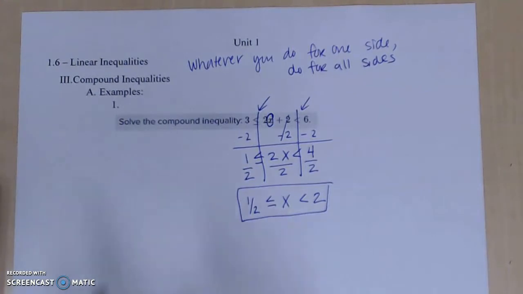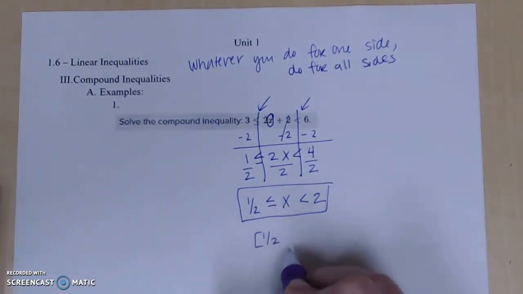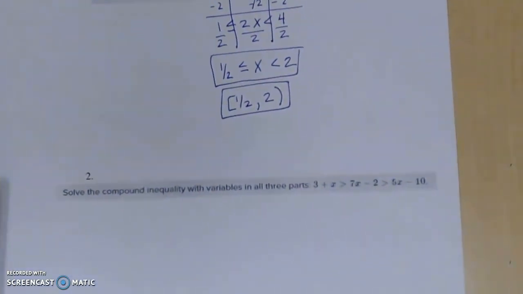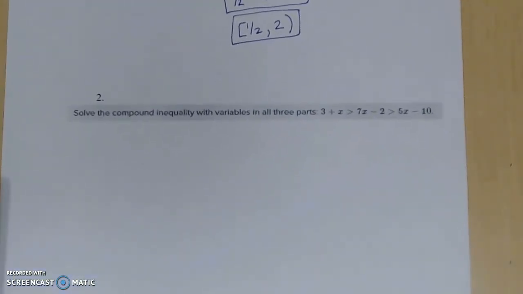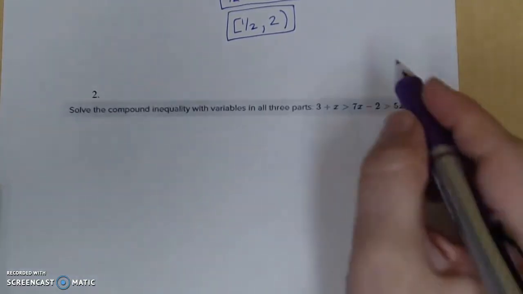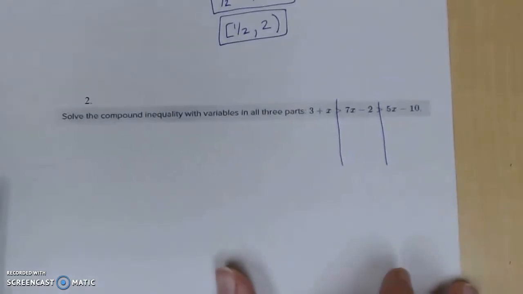And in interval notation, this would be 1/2, it's equal to, so I'll use a square bracket, comma, all the way up to 2, but not including 2. And this would be the interval notation that goes with that question. Now in the next one, it says solve it, and with variables in all three parts. So again, whatever we do to one side, we have to do to all three. So our goal is to get x by itself.